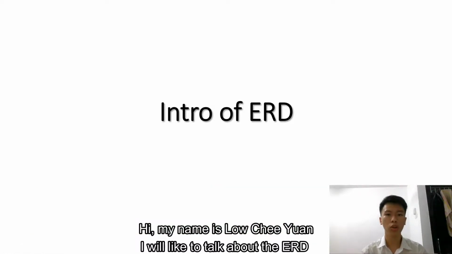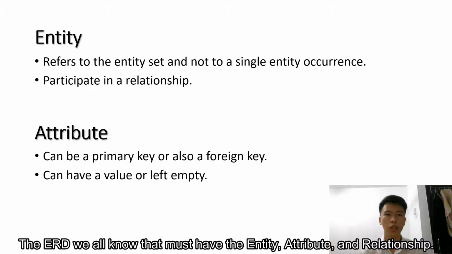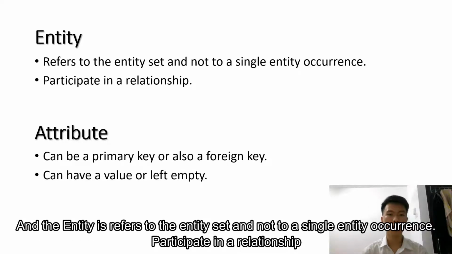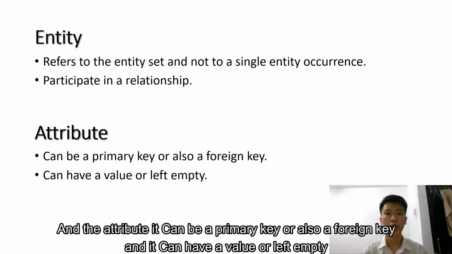I would like to talk about the ERD. We all know that an ERD must have entities, attributes, and relationships. The entity refers to the entity set and not a single entity occurrence, and it participates in a relationship. The attribute can be a primary key or also a foreign key, and it can have a value or be left empty.